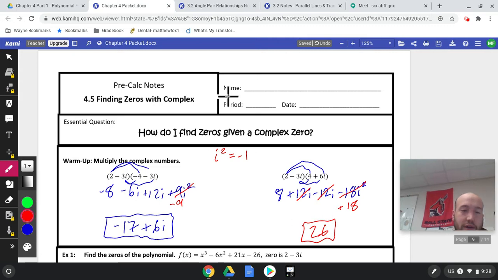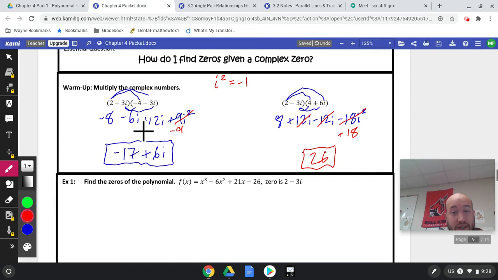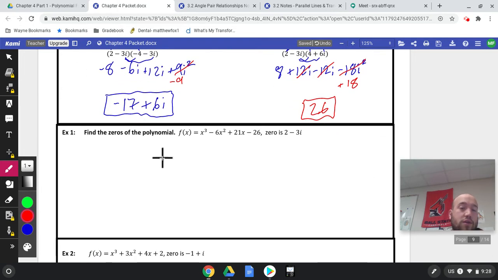All right, so today we're going to take what we did on Monday. So if you haven't watched that, you've got to go back and watch that video if you weren't there Monday. But we're going to do the same concept with synthetic division, except now we have a complex zero. So right here, finding the zeros of the polynomial.